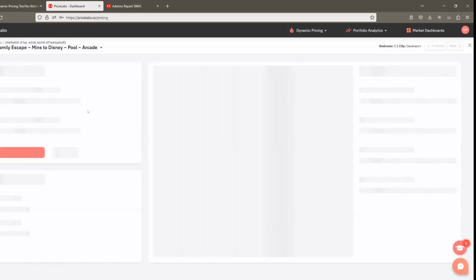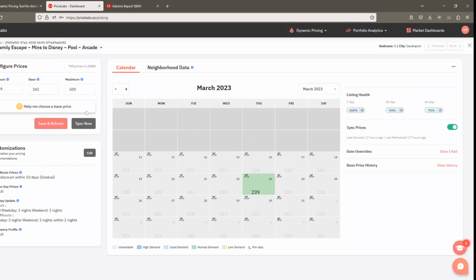Will the same thing be there for the minimum price, or is that just for the base price? To start off, we are doing it with the base price, but we'll also want to do it with the minimum price because they go hand in hand.